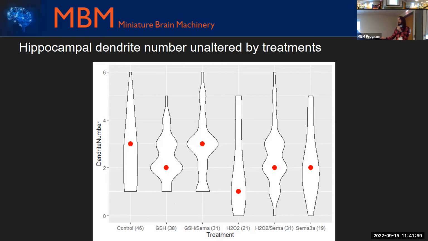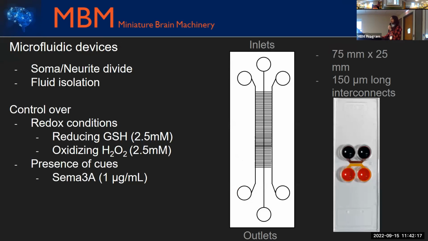Then finally, we also looked at the number of dendrites produced by each individual hippocampal neuron. For that, we didn't see any significant difference, because we also think cyclic AMP and GMP are determiners for the generation of both axons and dendrites, but we didn't see a difference for that either.